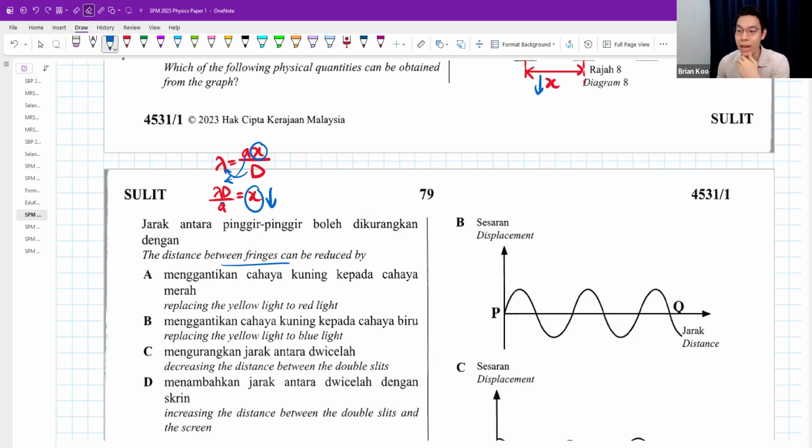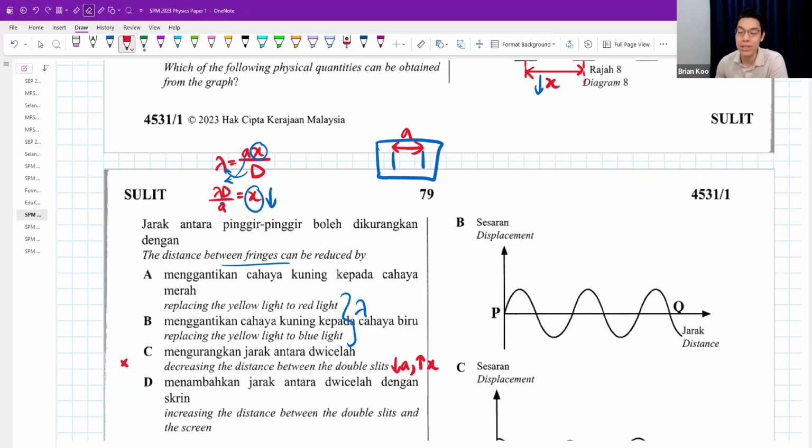Replace yellow light with red light. Replace yellow light with blue light. Different color lights all have something to do with wavelength. Maybe we look at A and B later. C, decrease the distance between the double slit. The gap between your two slits is called a. When you decrease a, look at the formula, decrease a, x will increase. So I don't want that. C is wrong, because right now we want to reduce x.